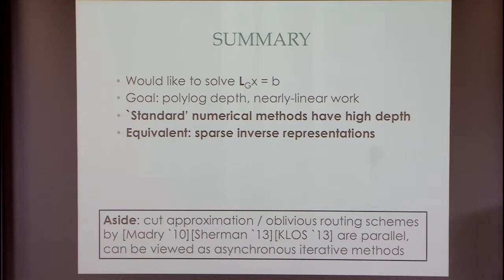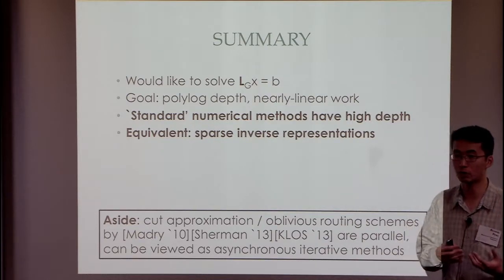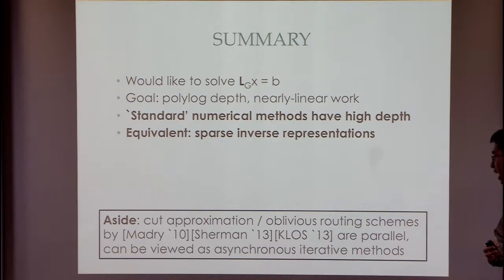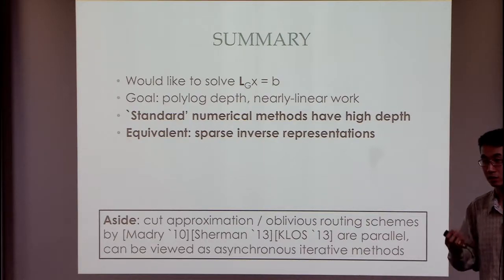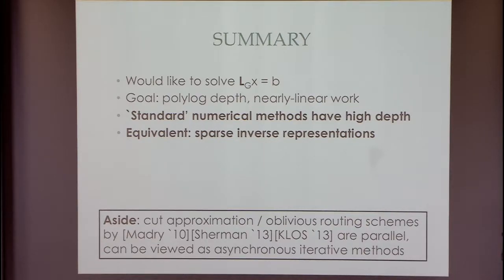There's one aside that I should mention, which is the recent works on cut approximation and oblivious routing. These were based on the combinatorial preconditioning framework, and they parallelize very naturally. This is by Madry, Sherman, Kelner, Lee, Orecchia, and Sidford. There is a way to view these methods as parallelizing the recursive preconditioning framework through asynchronous iterative methods. So this is fairly different than what I will talk about.